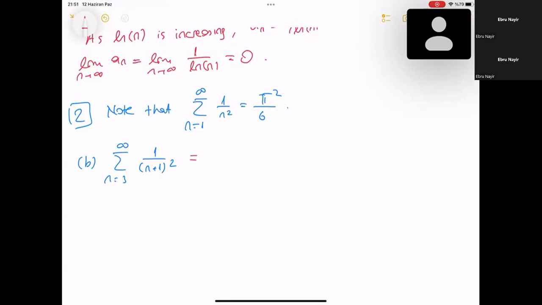So let's first write a few terms of this series. Just plug, for example, n equals 3, you will find 1 over 4 squared. Then n equals 4, you will get this. n equals 5, get this. So we can write it in this form. But in this sum, we don't have these terms, so we need to get rid of them.